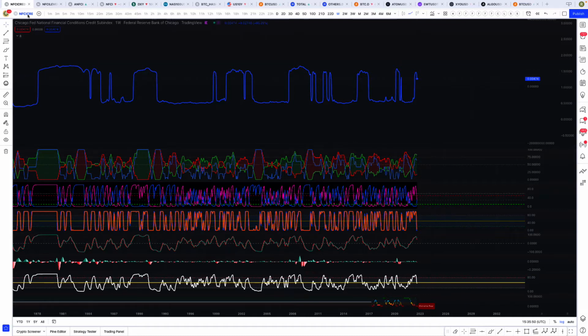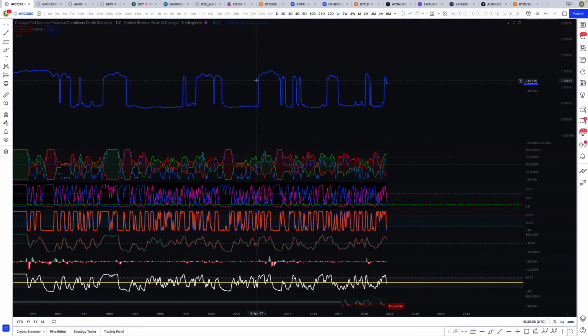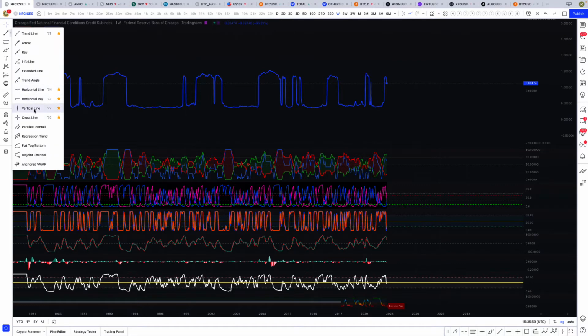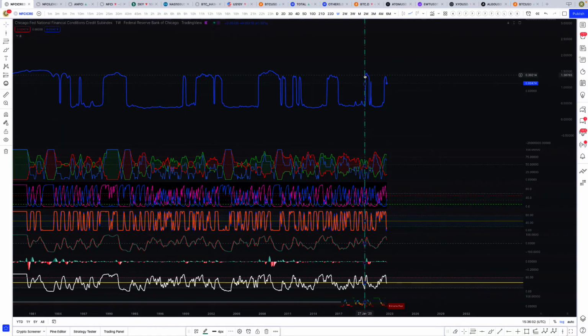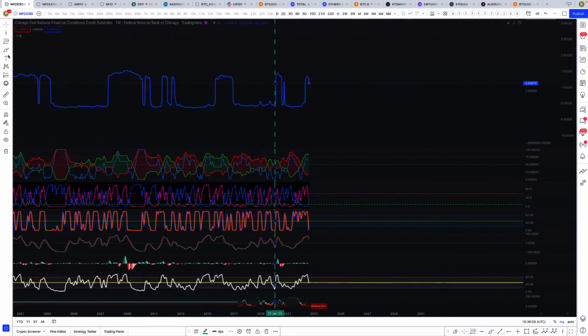So first off, we have this one right here. It's the Chicago Fed National Financial Conditions Credit Subindex. And we can see that if we label the times that we go up here. So this is January of 2020, and that's when we started our ascent. But we really peaked here around March of 2020, that March COVID crash. And then even back here, we can see that we went in August of 2015. And then we'll go June of 2012 as well. And then we'll do this time as well, so around end of May 2022.